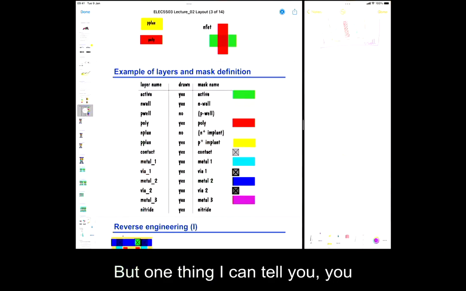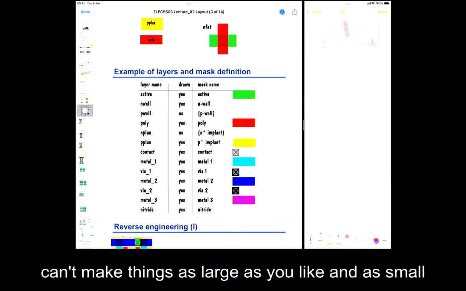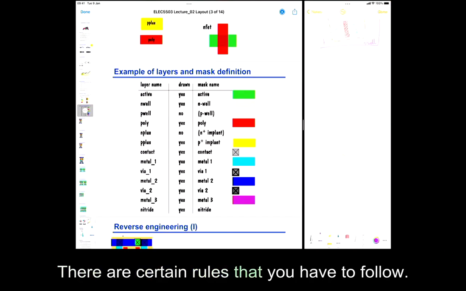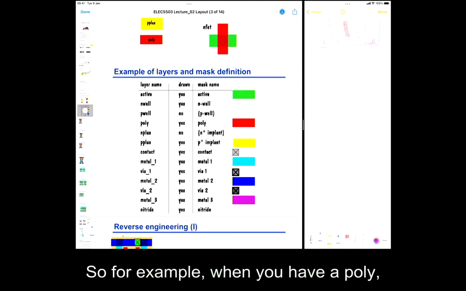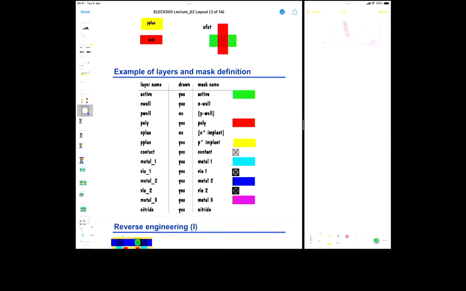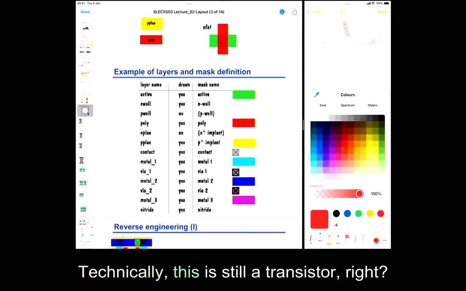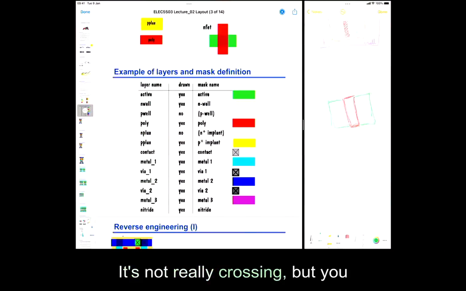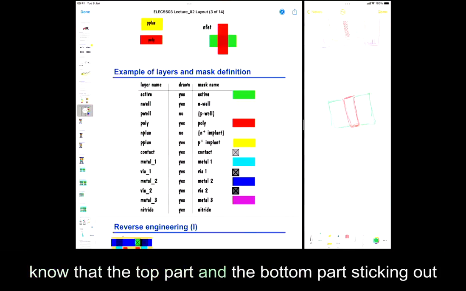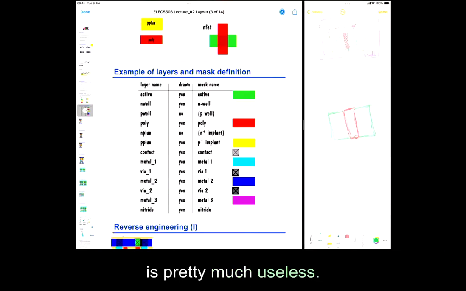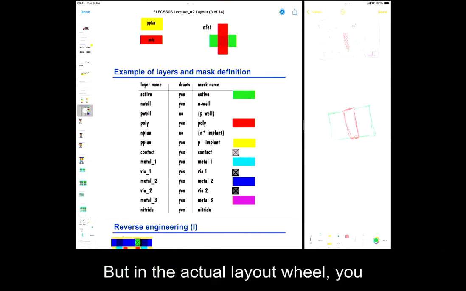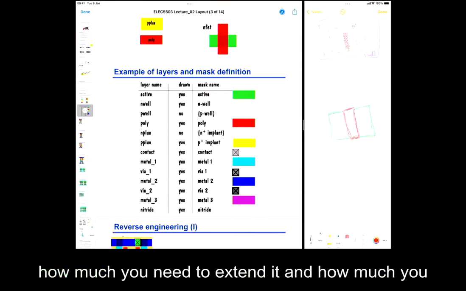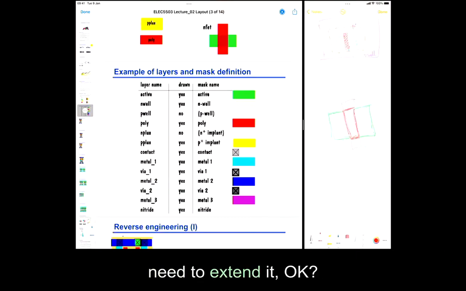But one thing I can tell you, you can't make things as large as you like and as small as you like. There are certain rules that you have to follow. They are called the design rules. So for example, when you have a poly, you can't draw something like this. Oops. Technically, this is still a transistor, right? It's not really crossing, but you know the top part and the bottom part sticking out is pretty much useless. It's not effective, right? So technically, this one is still kind of a transistor, but in the actual layout view, you can't draw something like that because there are certain design rules that specify how much you need to extend it, okay?